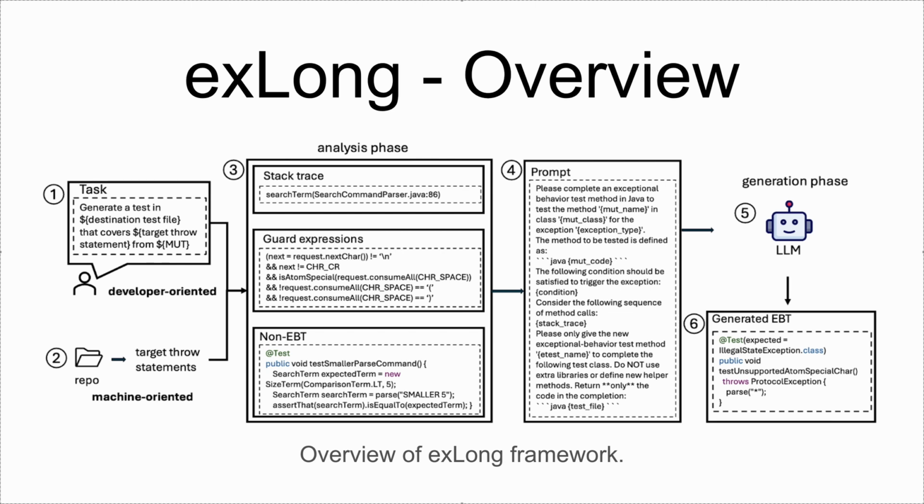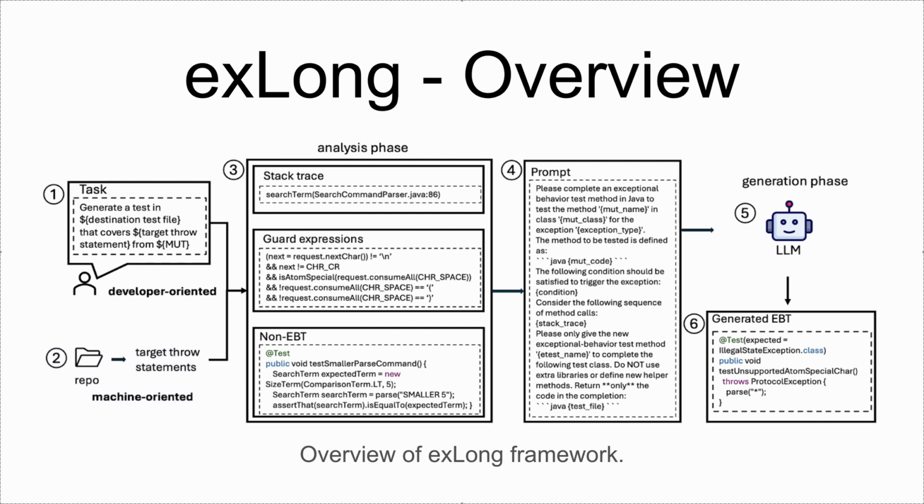As exLong can effectively assist developers in creating comprehensive EBTs for their project, we first present an overview of this framework. The developer will first choose a project to generate EBTs for. exLong supports two use cases. First, a developer-oriented use case, or user view, where the developer manually selects a method under test, as well as a target throw statement to generate a test for. Alternatively, the tool supports a machine-oriented use case, or machine view, where exLong automatically generates EBTs for the entire codebase.